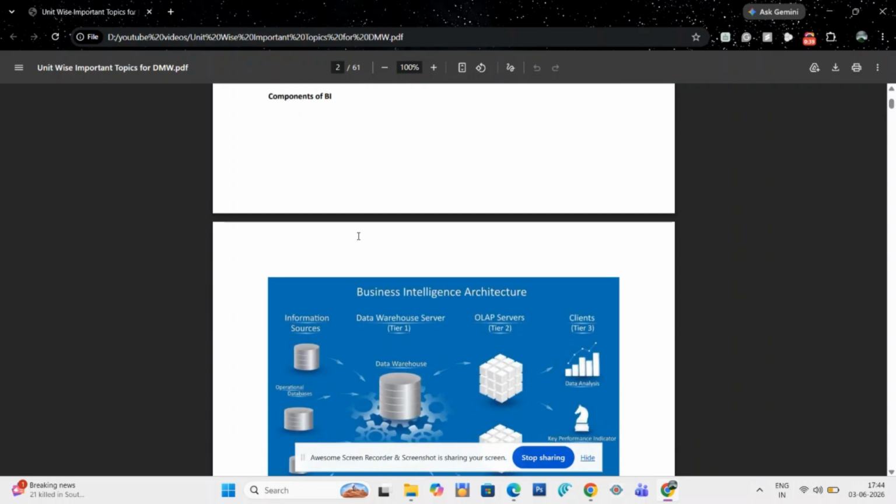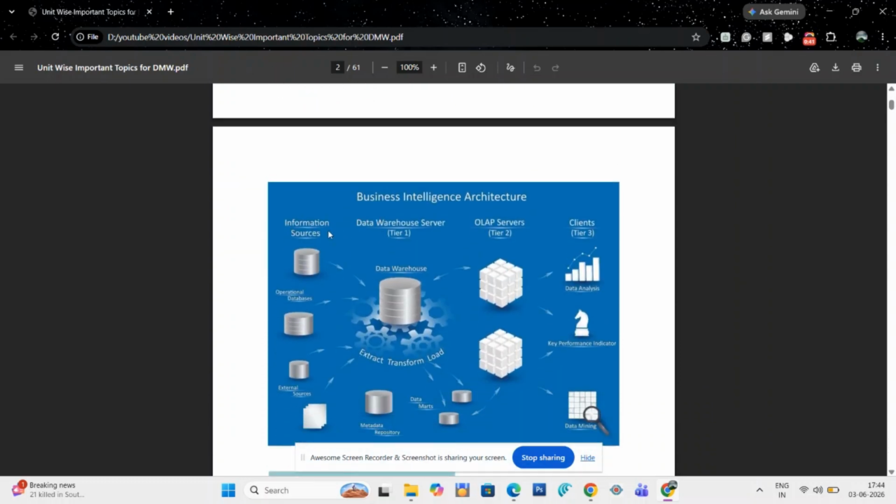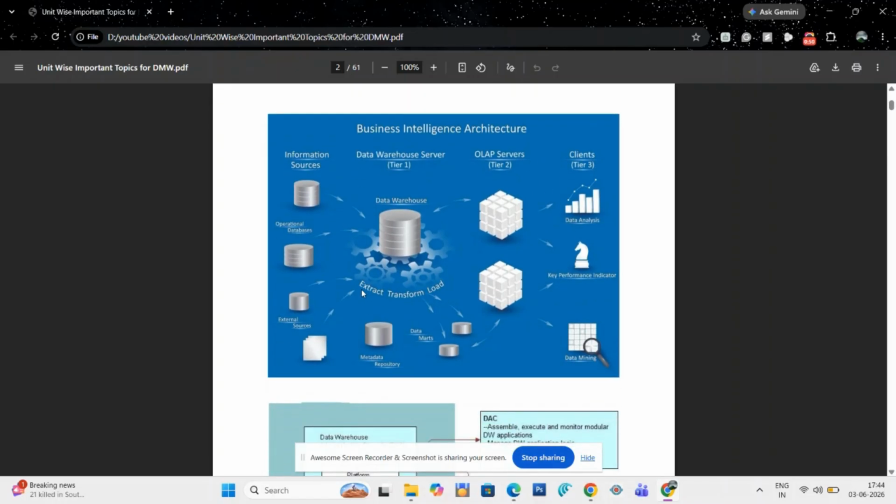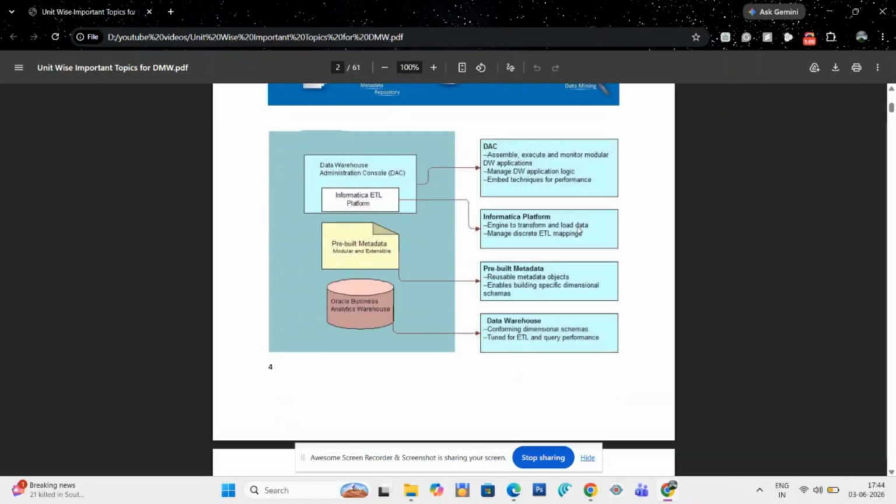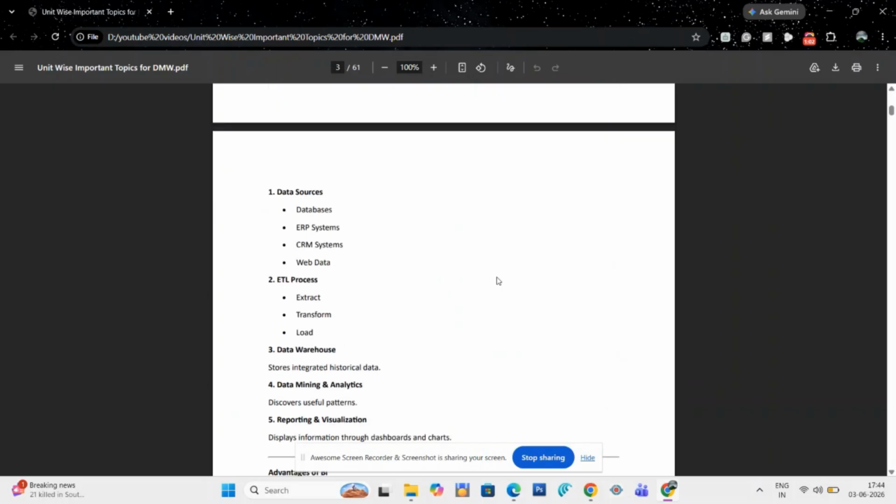The components of BI are: information sources, data warehouse server, OLAP servers, clients, and tier 3. In which there is the extract, transform, load process, operational databases, external sources, metadata repository, data marts, data mining, key performance indicators and data analysis. So this is all the information.